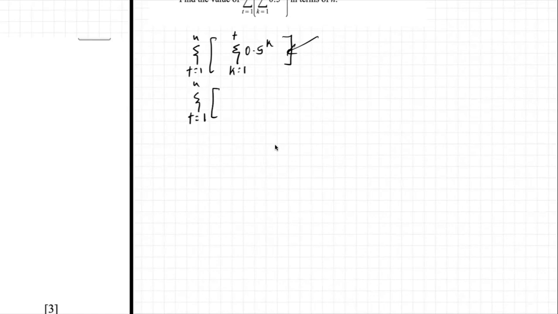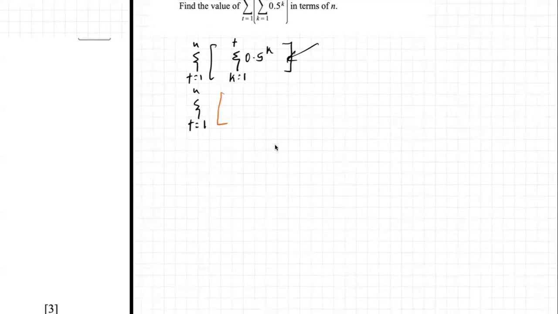To simplify this summation right here, we need to get a sequence for it. Any summation can be written as a sequence. Where k is equal to 1, it goes all the way up to t. So let's substitute k as 1: 0.5, then 0.5 squared, then 0.5 cubed. I've substituted k with 1, 2, and 3, and it just goes on until t.